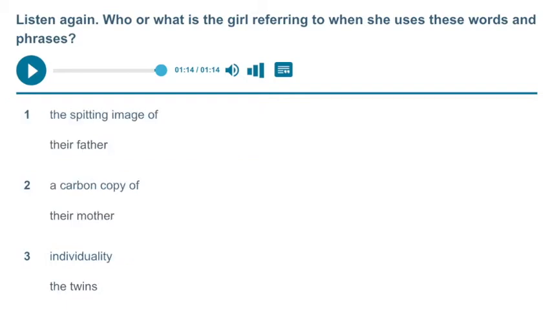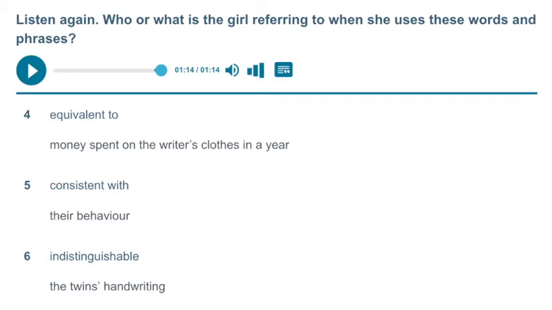All right, so these are the words. So the spitting image of, does it show similarity or difference? Similarity. A carbon copy of, similarity as well. Individuality, it shows difference because it means that each one of them individually has her own characteristics. Equivalent to, similarity, consistent with, similarity, and indistinguishable similarity as well. Great. Now let's move on.